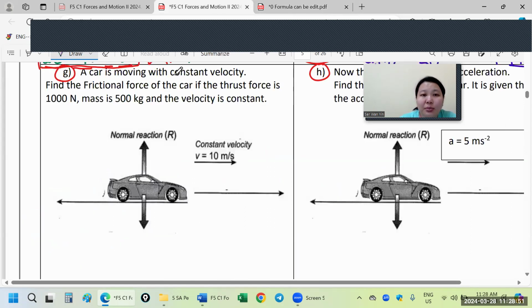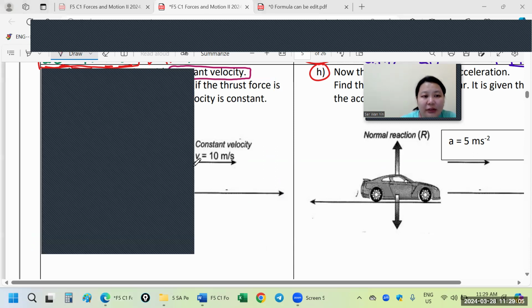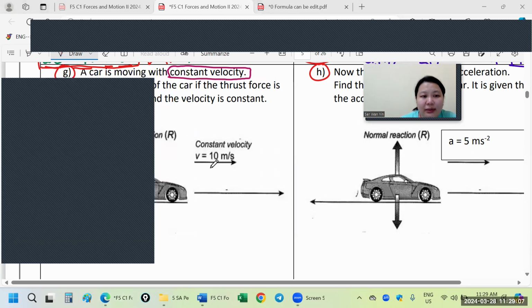Now, a car is moving with constant velocity. Can anyone translate constant velocity? Constant velocity means uniform velocity. But I want you to translate it in maths, right? So in maths it means acceleration 0.